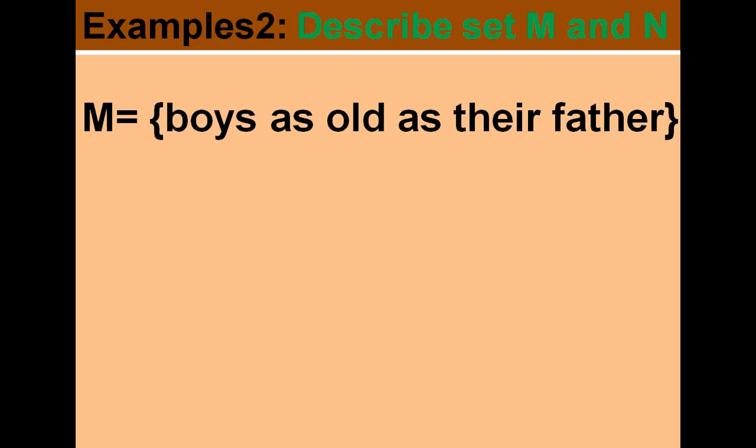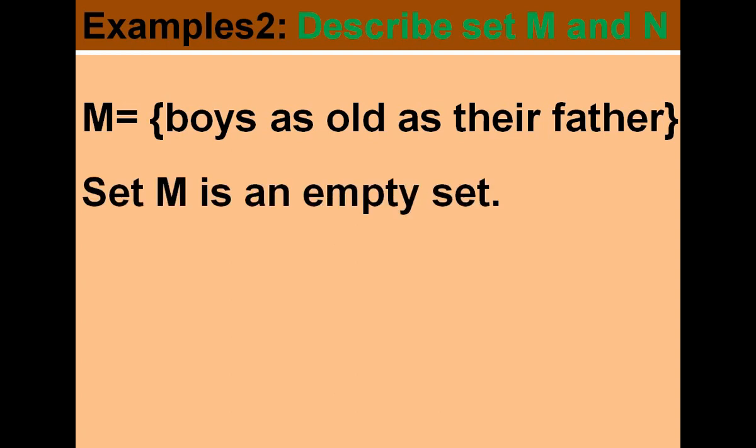Now, when you clearly try to digest that sentence, it is not true that we have boys that are as old as their father. If you try to look for boys who are as old as their father, they are not there. They are not in existence. In actual sense, there is no child who is as old as the parent. So we can describe such a set as an empty set. We can say that set M is an empty set. Why? Because we do not have children or boys who are as old as their father.